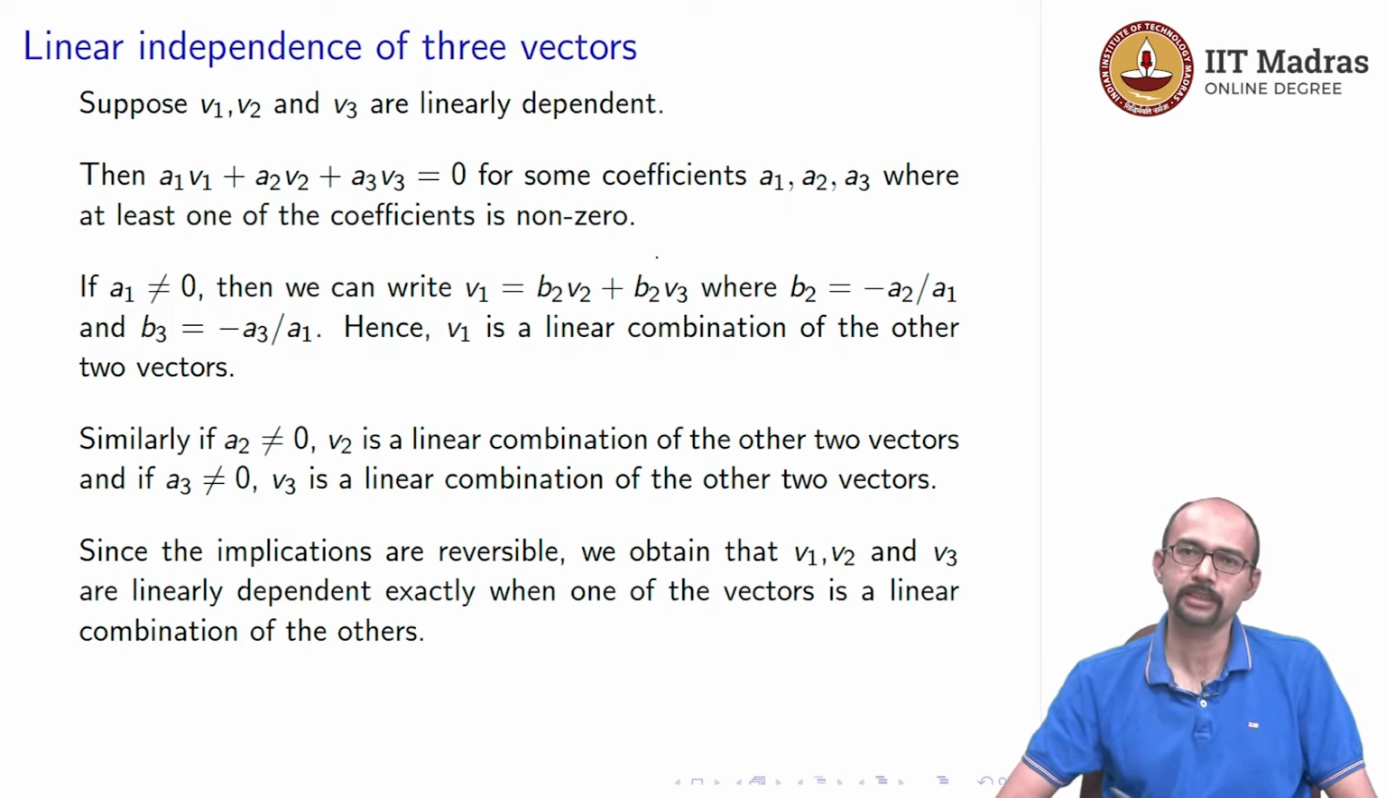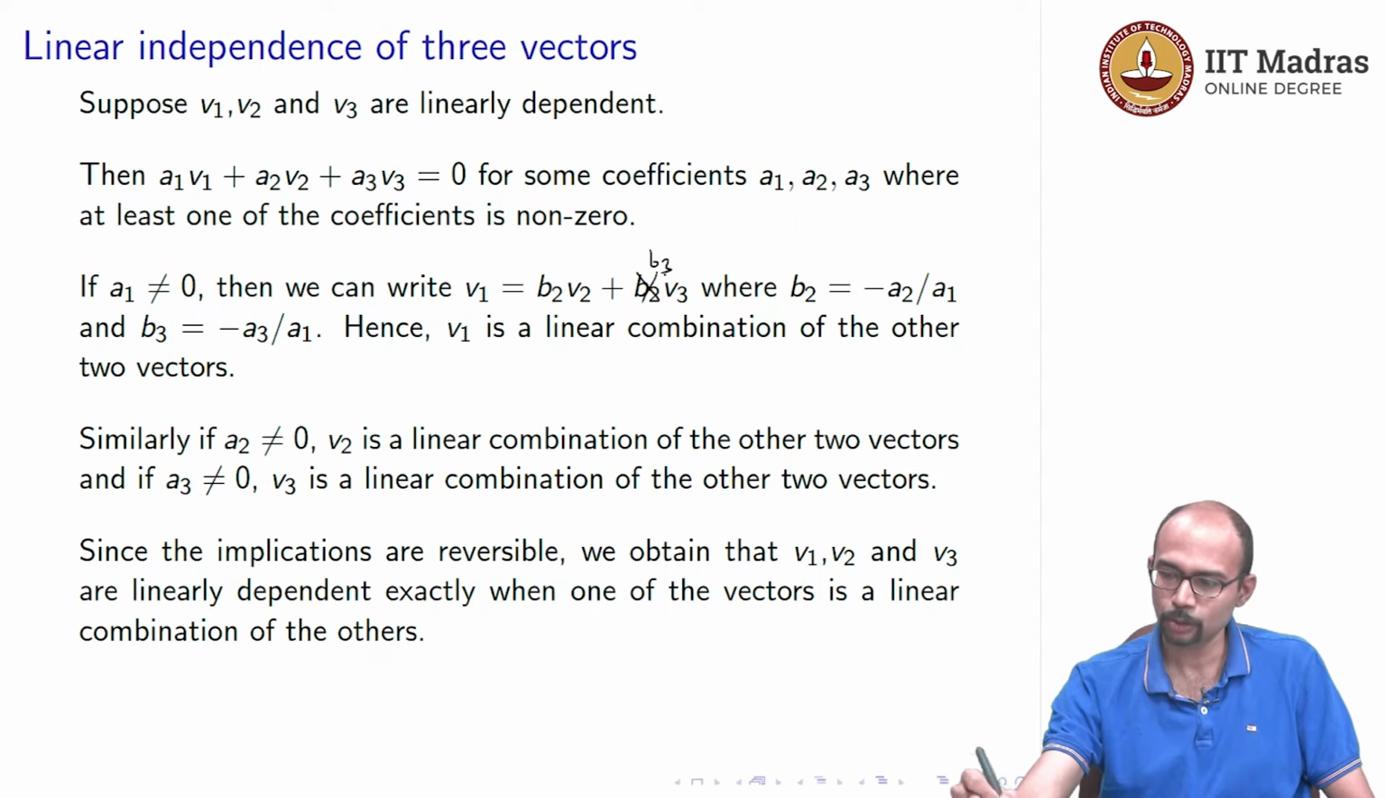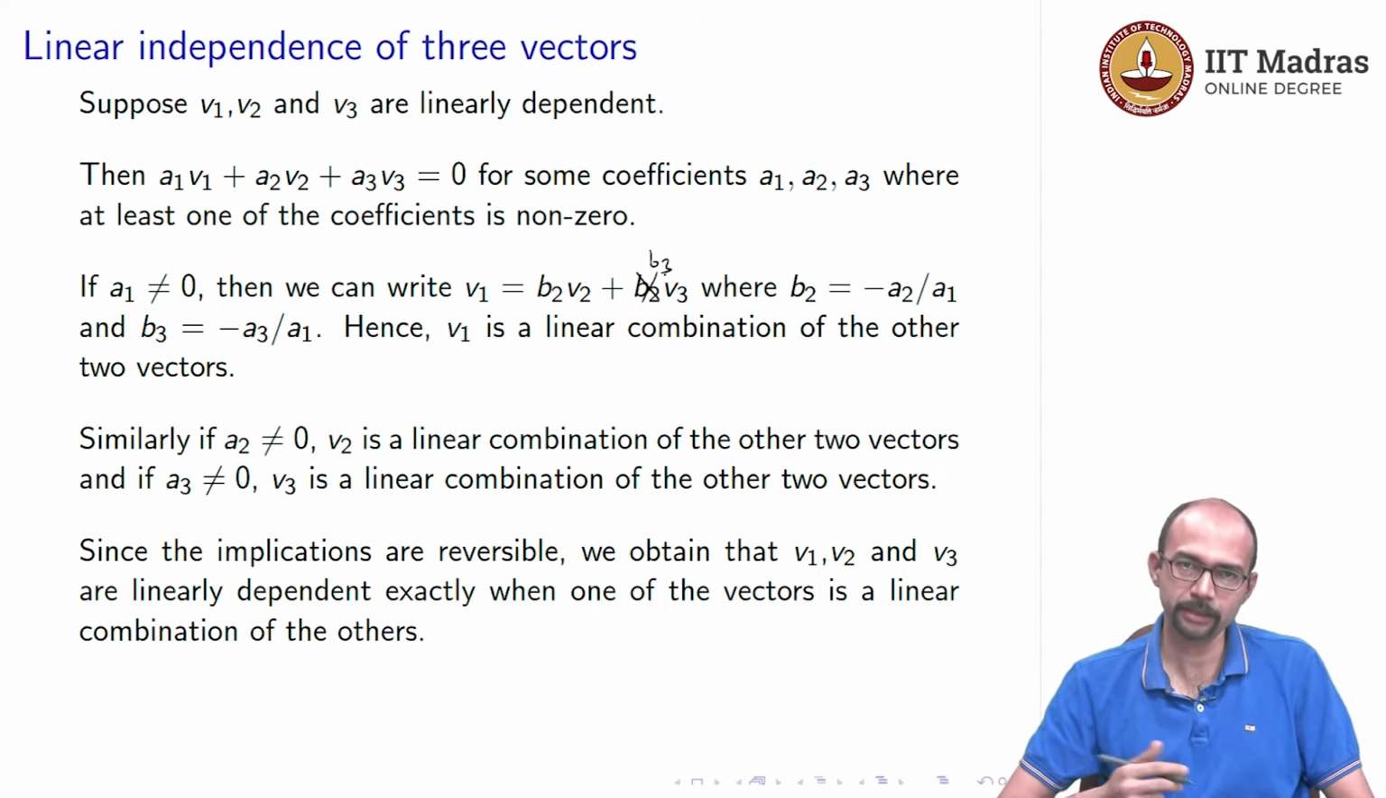So, once again these implications are reversible. So, let us say V1 is B2 V2 plus B3 V3, right. Then I can take the V2 and V3 terms to the other side and write V1 minus B2 V2 minus B3 V3 is 0, but remember that V1 has coefficient 1. So, I get 1 times V1 minus B2 times V2 minus B3 times V3 is 0, which tells me that I have a linear combination where at least one of the coefficients is non-zero. Which one? The coefficient for V1, because that is 1.